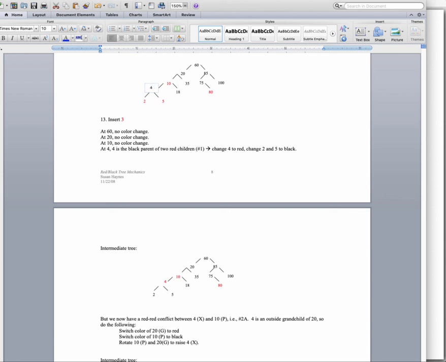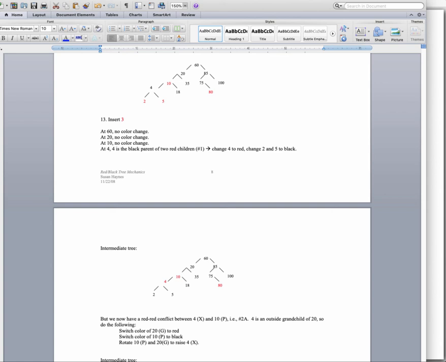I come down here to the 4 and notice I have a black 4 and I have 2 red children. So the rules tell me that what I have to do is I have to make both of these children black and make that one red. So that gets me over to here. But now notice I have a red violation. There's a 10 and a 4. And notice that this is an outside violation here.